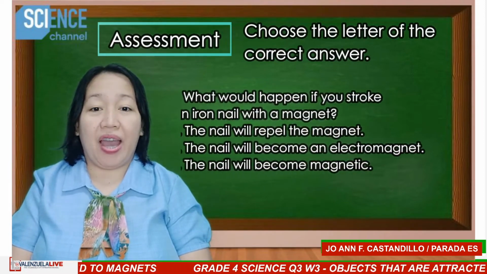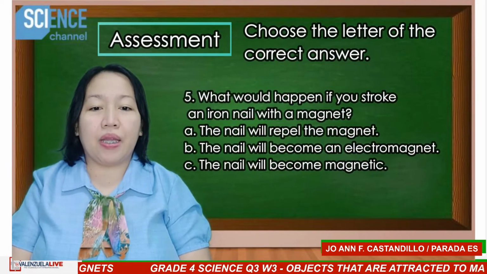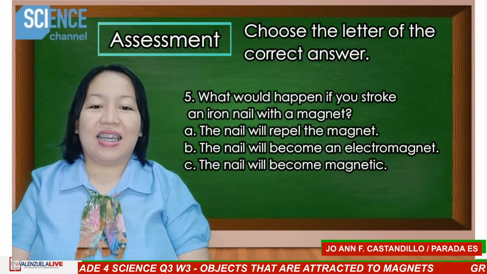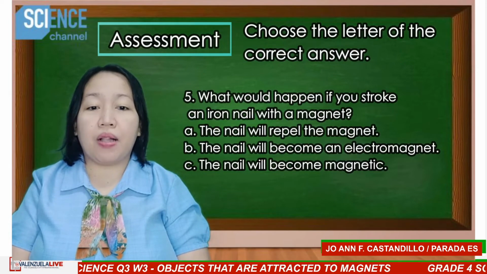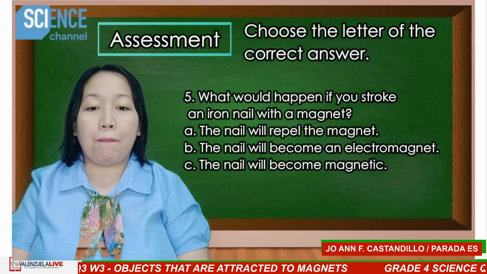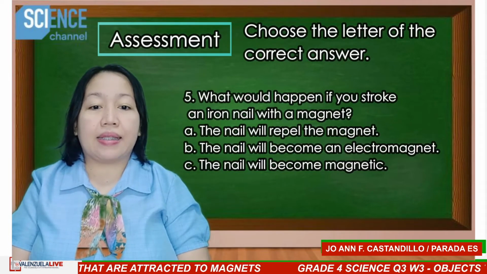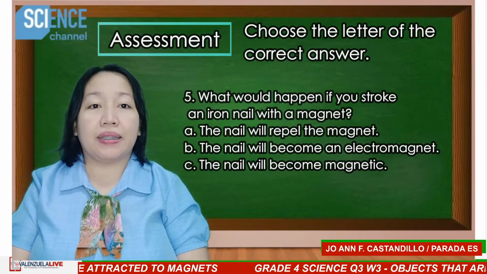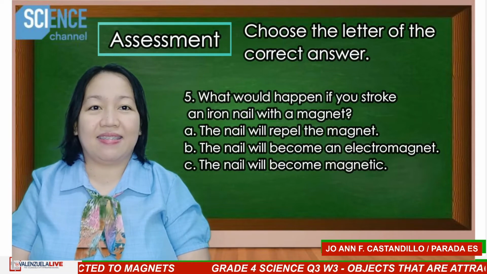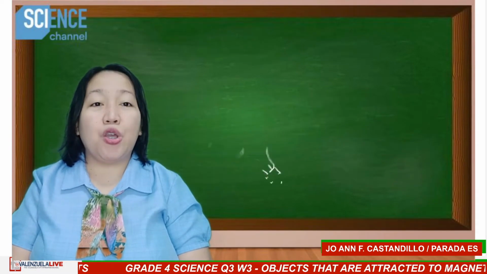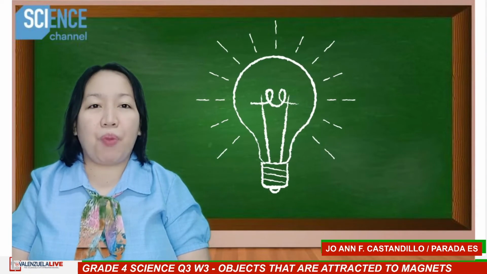And number 5, what would happen if you stroke an iron nail with a magnet? A. The nail will repel the magnet. B. The nail will become an electromagnet. And C. The nail will become magnetic. If your answer is C, hooray! You've got your brain in gear. Perfect!